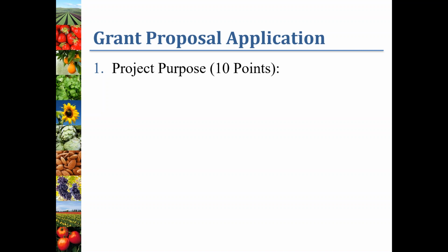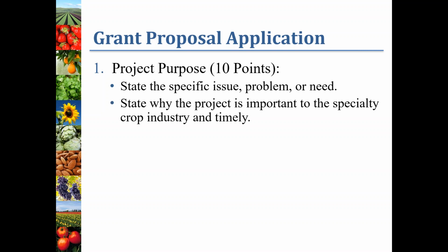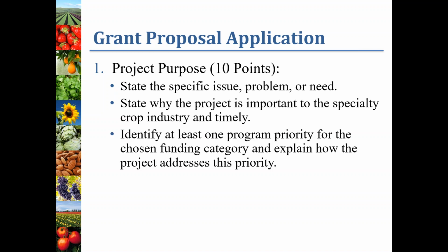The first question is project purpose and is worth 10 points. Within this question, be sure to address all of the following: the specific issue, problem, or need your project will address, why it is important and timely to the specialty crop industry, and lastly, identify at least one of the 2020 SCBGP program priorities for the chosen funding category as described in the request for concept proposals, and explain how the project addresses this priority or priorities.